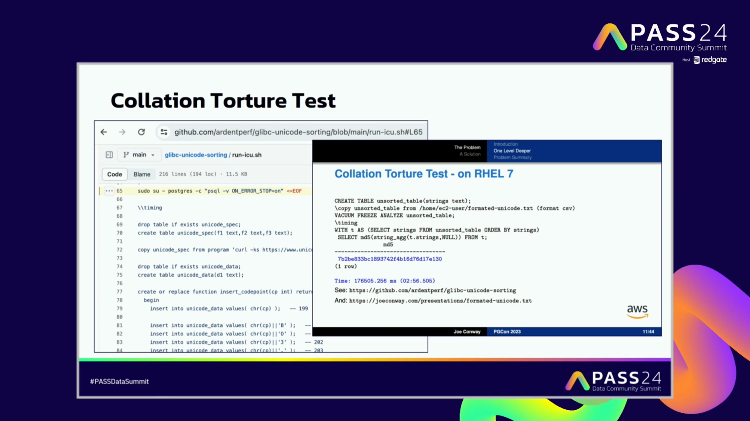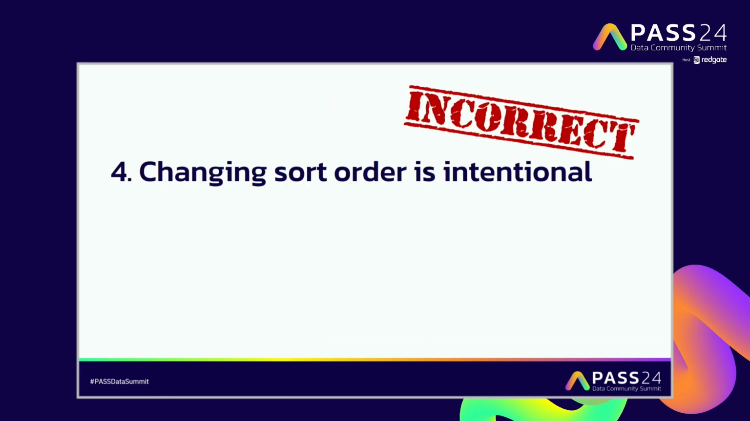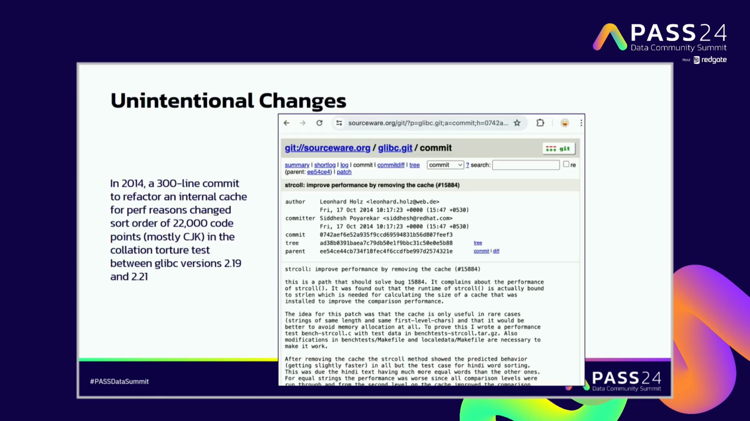So changes are happening more than you think. But changes only happen on purpose. They wouldn't happen by accident, would they? Well, my favorite counterexample to that is this glibc commit from the year 2014, which had nothing to do with sort order. You can read through the commit message and the code.